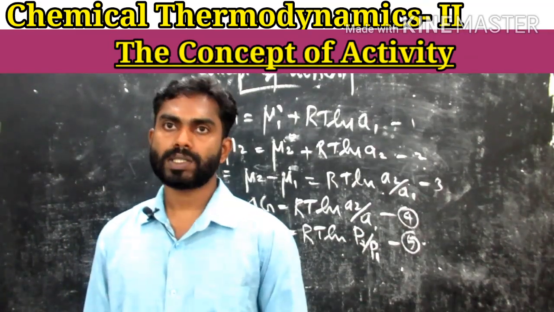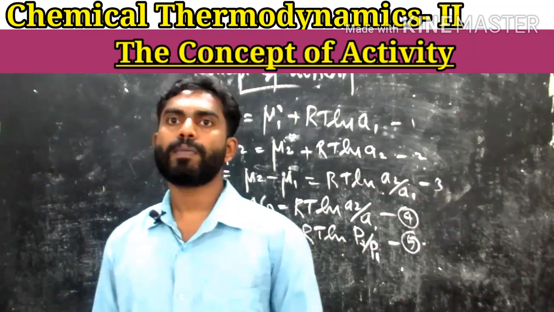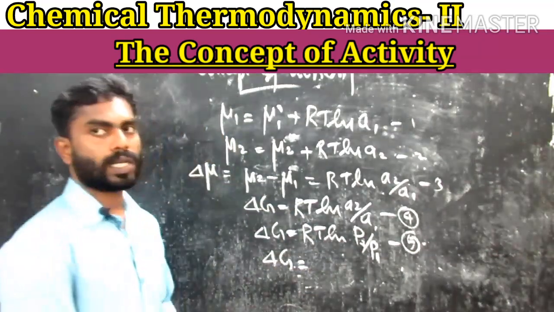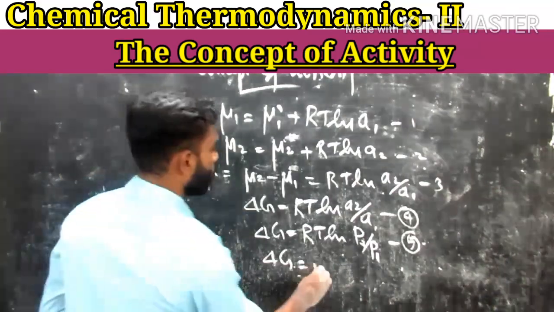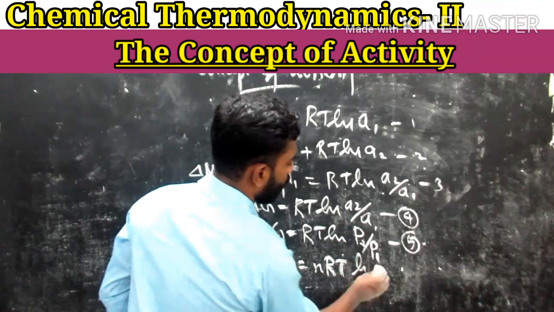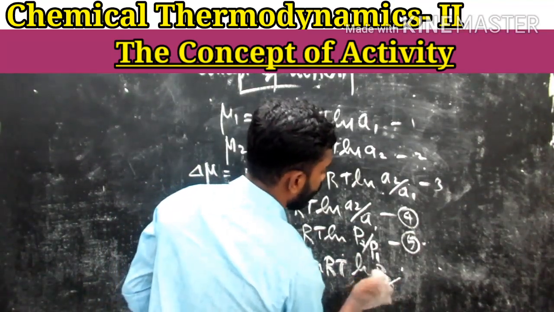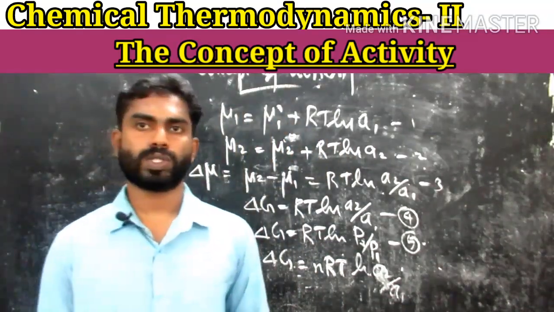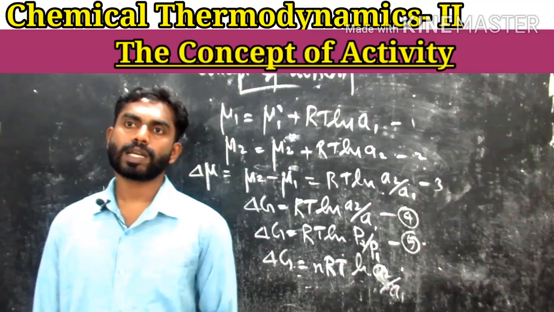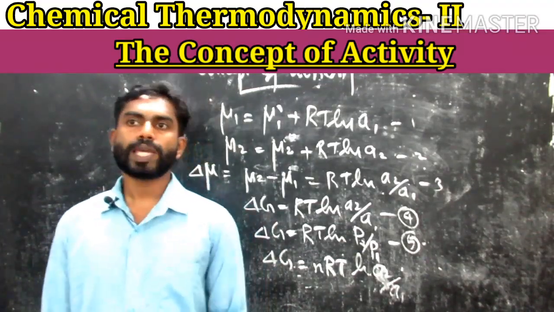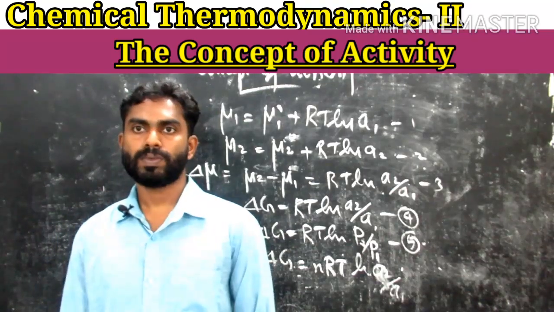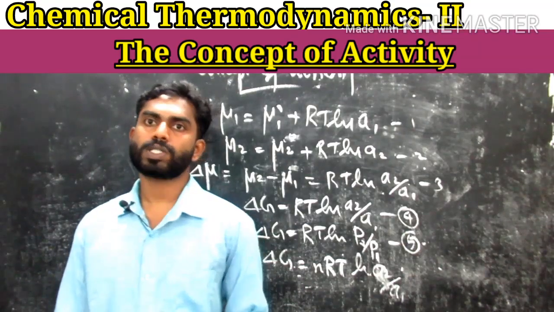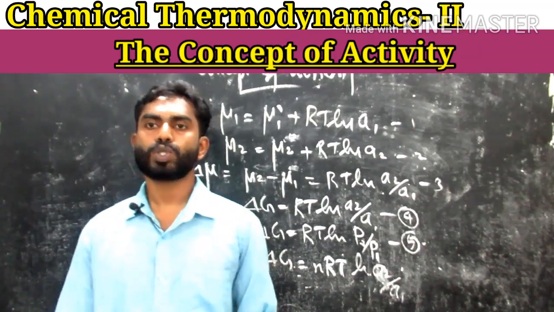For n moles of gas, the equation may be modified to delta G is equal to nRT ln A2 divided by A1. Since activity is a generalized concept applicable not only to gases but also to other systems, it is important that a description of the arbitrarily chosen standard state to which it refers should be given.